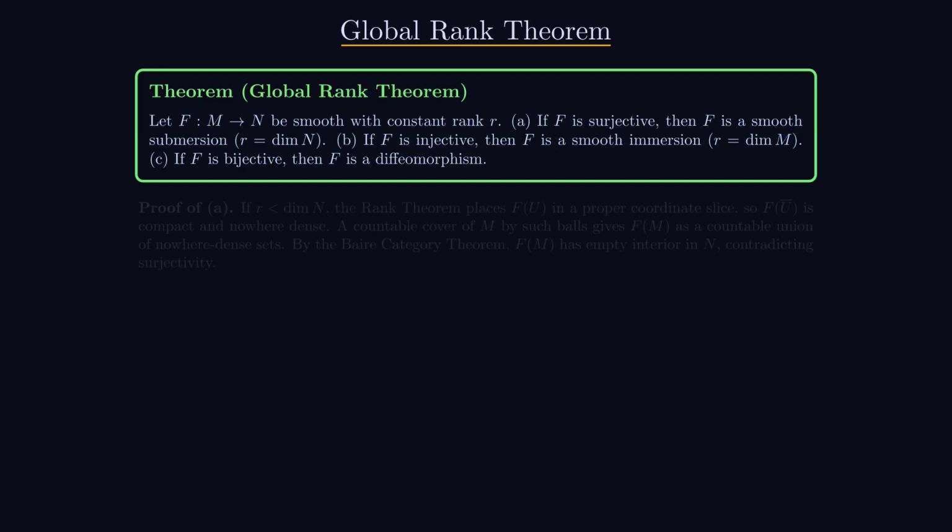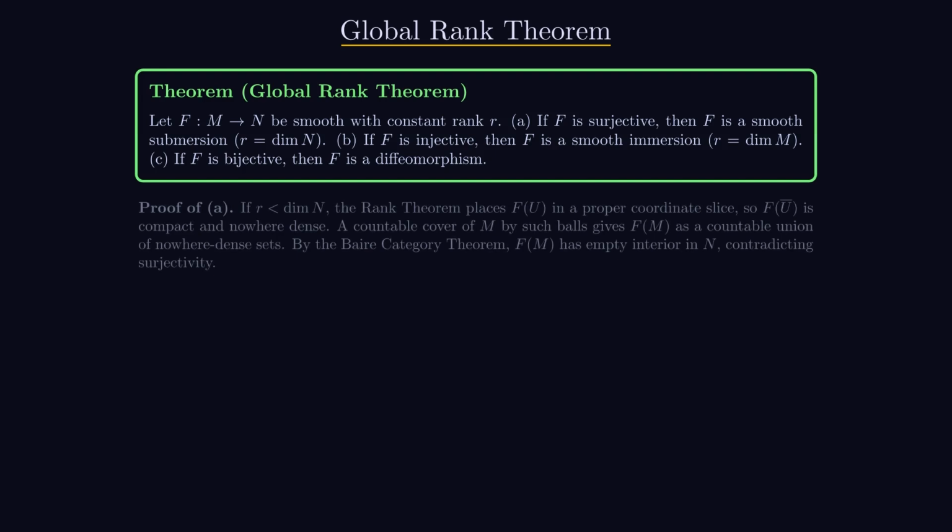The image of the closed coordinate ball is compact, being the continuous image of a compact set, and contained in this proper closed subset, so it is nowhere dense in N. Cover M by a countable collection of such closed coordinate balls, which is possible since M is second countable. The image f of M is the countable union of the images of these balls, each nowhere dense. The Baire category theorem, which states that a complete metric space is not a countable union of nowhere dense sets, then implies that f of M has empty interior. In particular, f of M cannot equal all of N, contradicting surjectivity. By contrapositive, surjectivity forces R to equal the dimension of N.